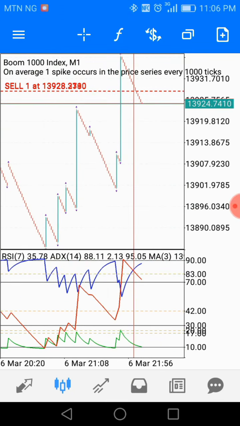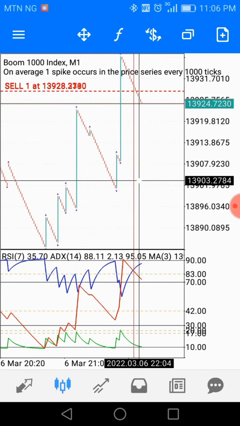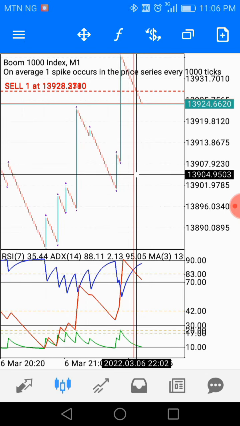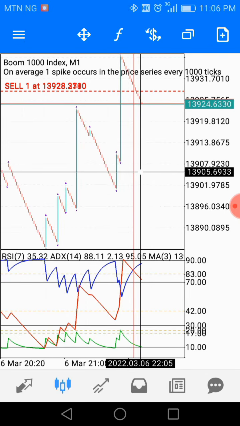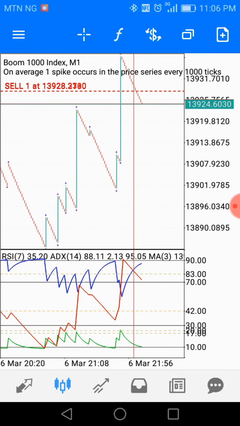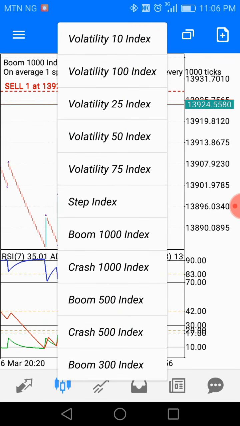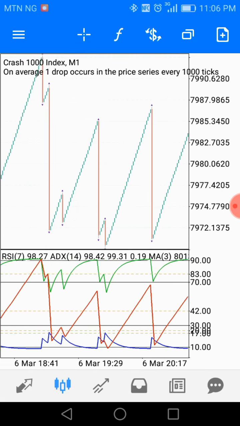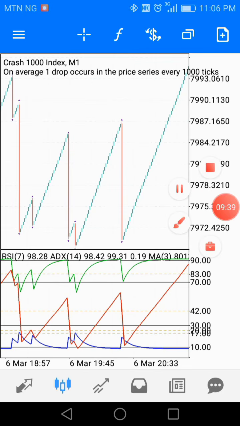Okay, that's just it, guys. It's still going down. Let's count again. This is 1, 2, 3, 4, 5, 6, 7. It's 3 candlesticks to go. Now let's quickly backtest on Crash 1000 before we say goodbye.